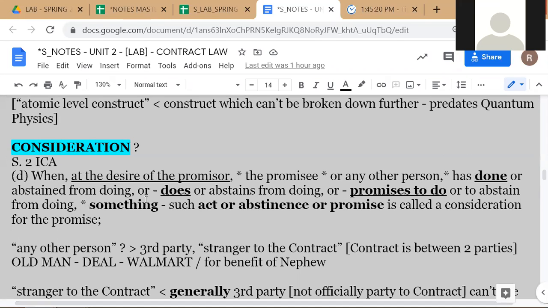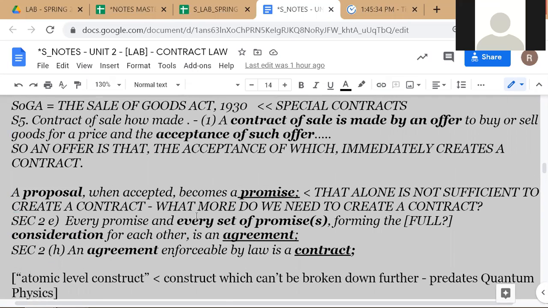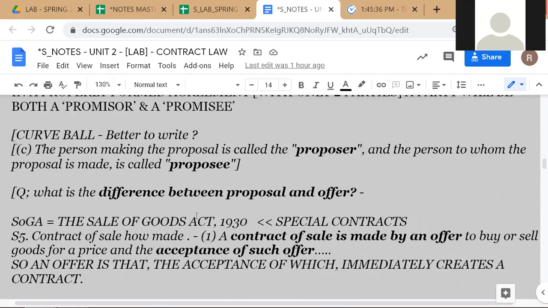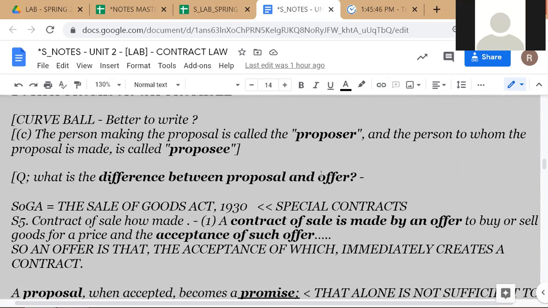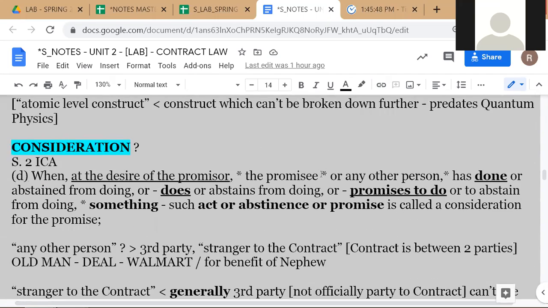So what is basically happening here, I'll give you the overall scheme and then you can read, because the language itself may not be very friendly. So you have essentially the promisee. Remember who the promisee is? If you go back, the promisee is the person who accepts the proposal. According to the language of the Act, the person accepting the proposal is the promisee. The person making the proposal is the promisor.